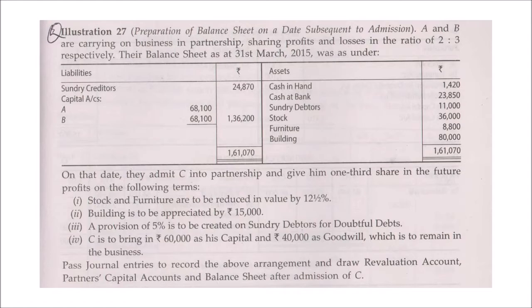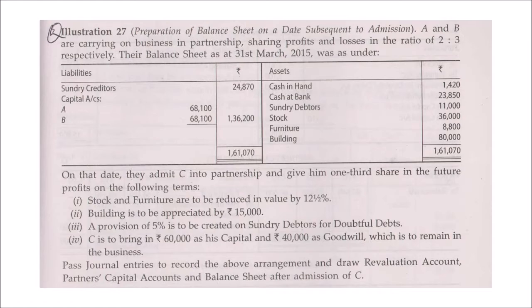After that, on that date, they admit C into partnership and give him 1/3 share in the future profits on the following terms. Adjustment number 1: stock and furniture are to be reduced in value by 12.5%. Building is to be appreciated by rupees 15,000. A provision of 5% is to be created on sundry debtors for doubtful debts. And last adjustment, C is to bring in rupees 60,000 as his capital and rupees 40,000 as goodwill, which is to remain in the business.